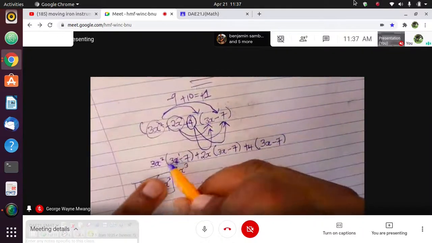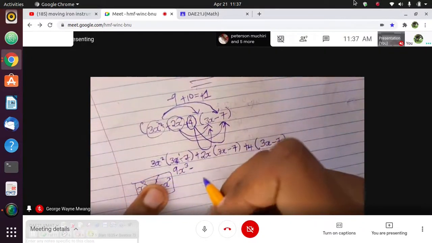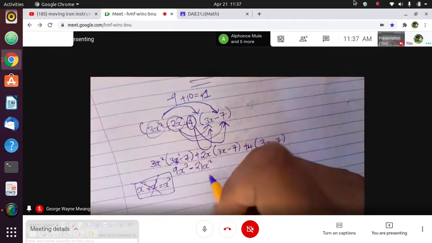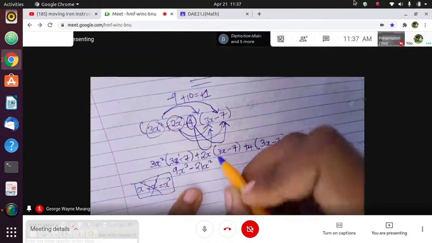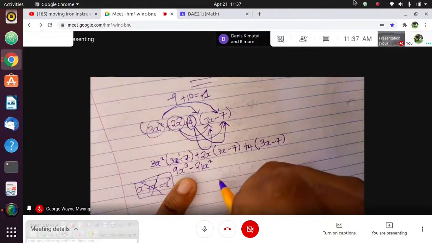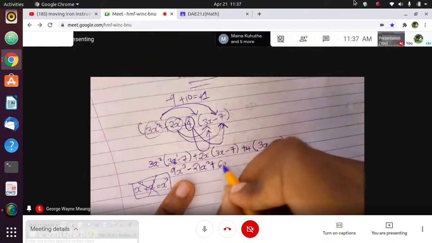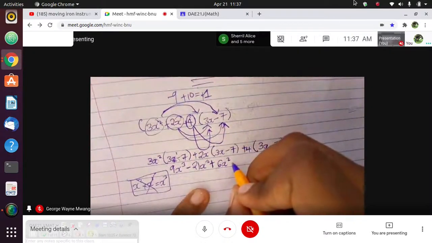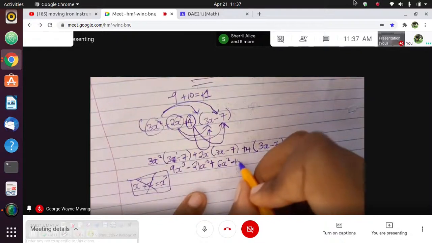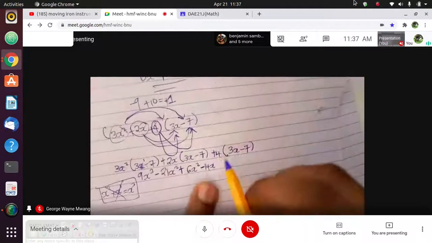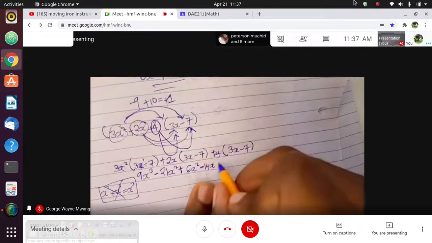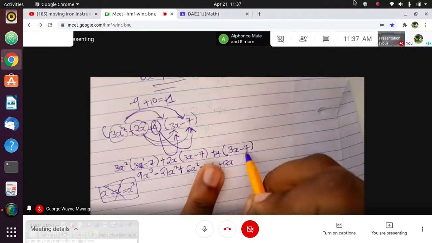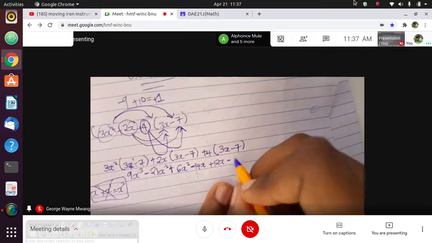Now, 3x squared times minus 7 gives how much? Minus 21x squared. We go to the second bracket. 2x times 3x gives how much? 6x squared. Plus 2x times minus 7 gives how much? Minus 14x. Okay. We go to the third bracket. Plus 4 times plus 3x, plus 12. And then plus 4 times minus 7 gives how much? Minus 28.